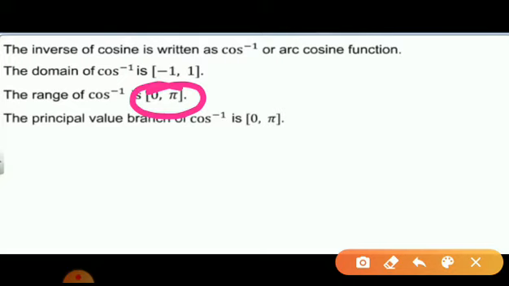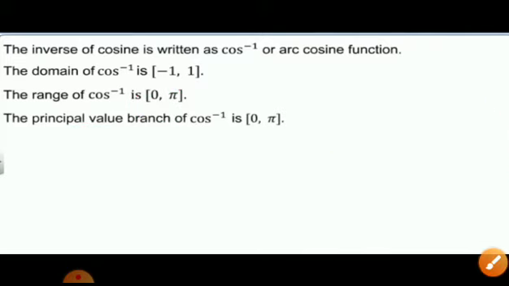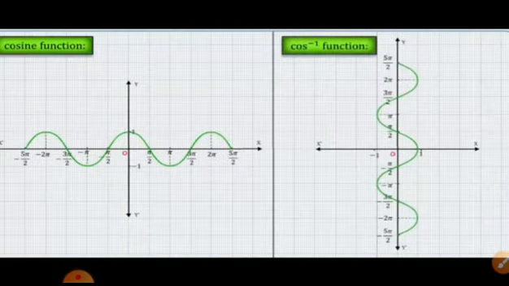The range of cos inverse is called the principal value branch of cos inverse. What was the principal value branch of sine inverse? It was closed interval minus pi by 2 to pi by 2. For cos inverse, it is closed interval 0 to pi. Clear? Similarly, if I draw the graph for cos inverse, just tilt the cos function to your vertical side, and you'll get this graph as cos inverse x.